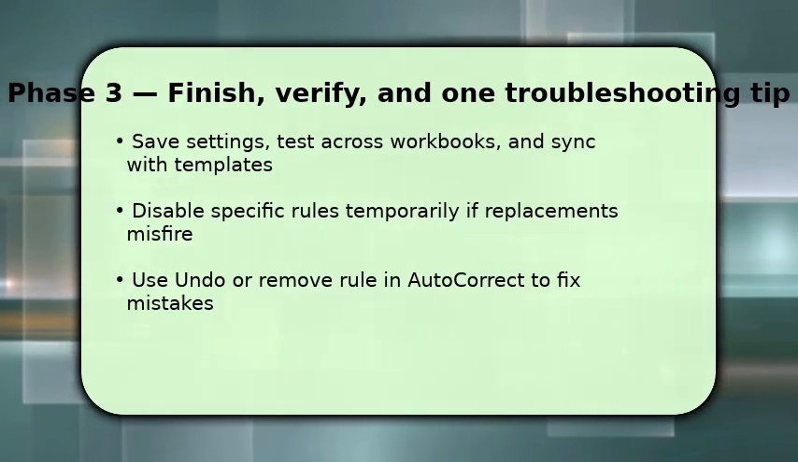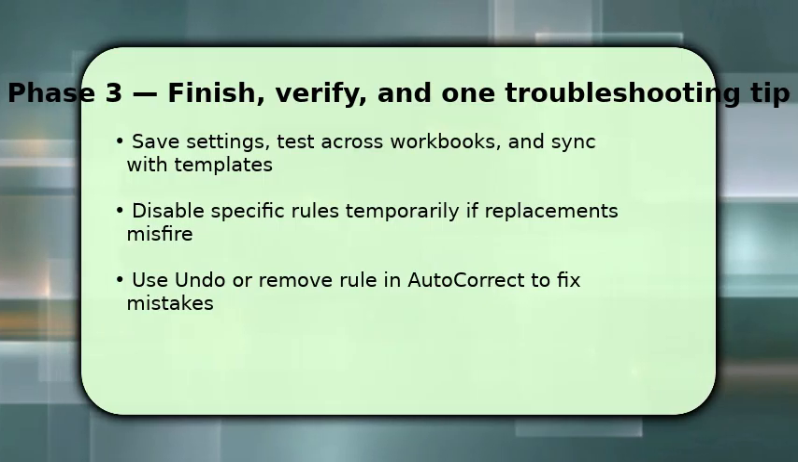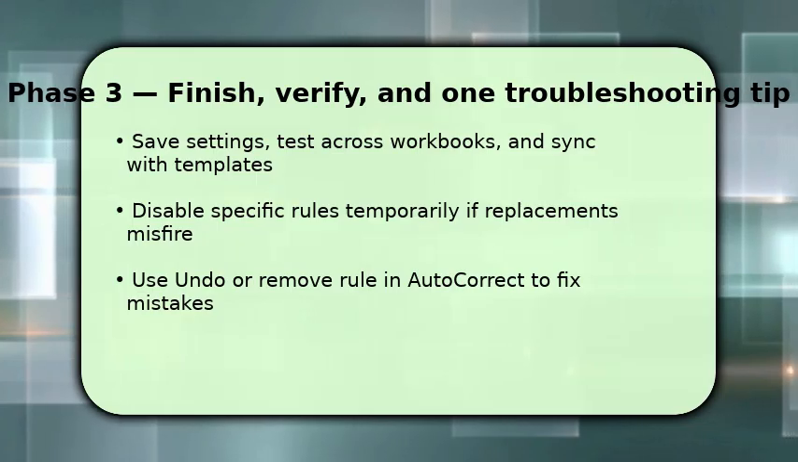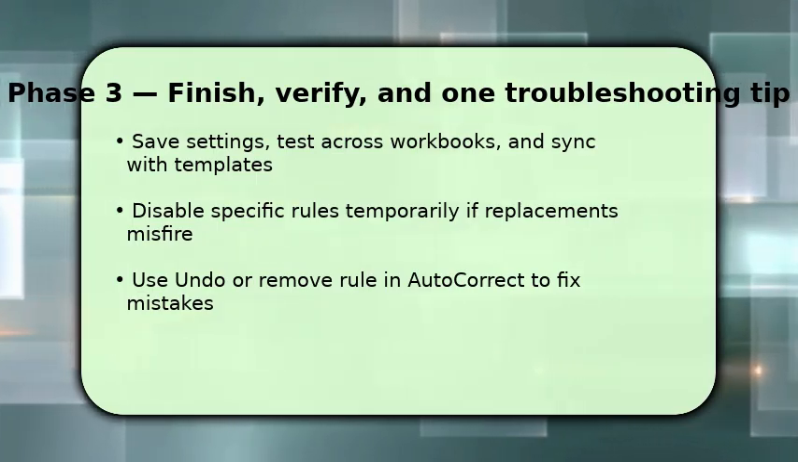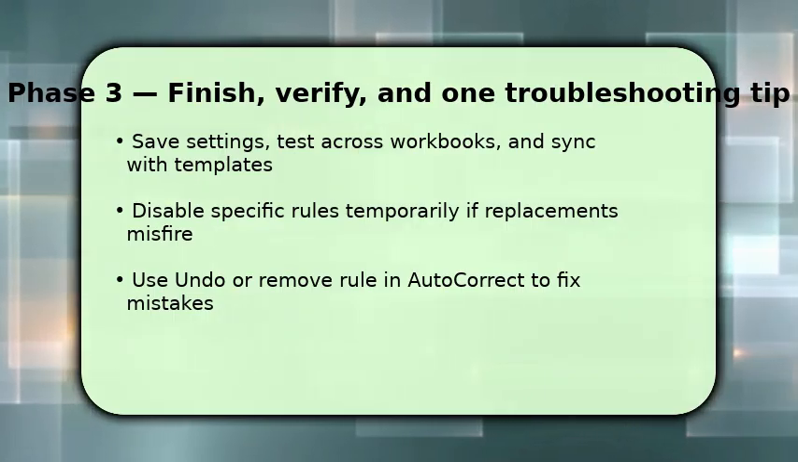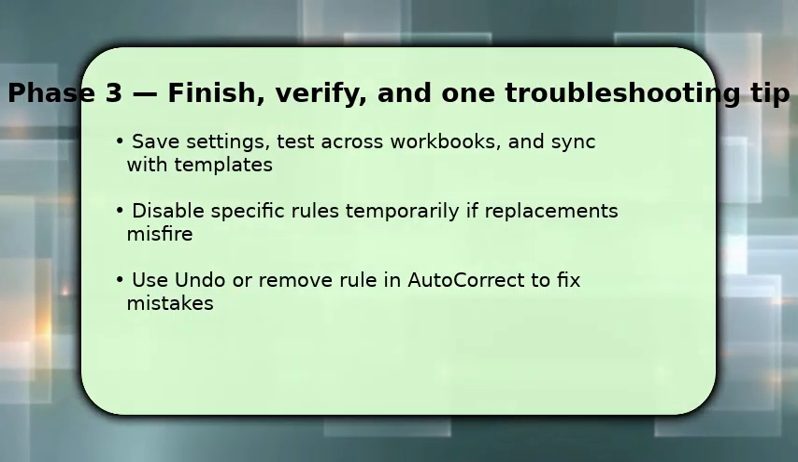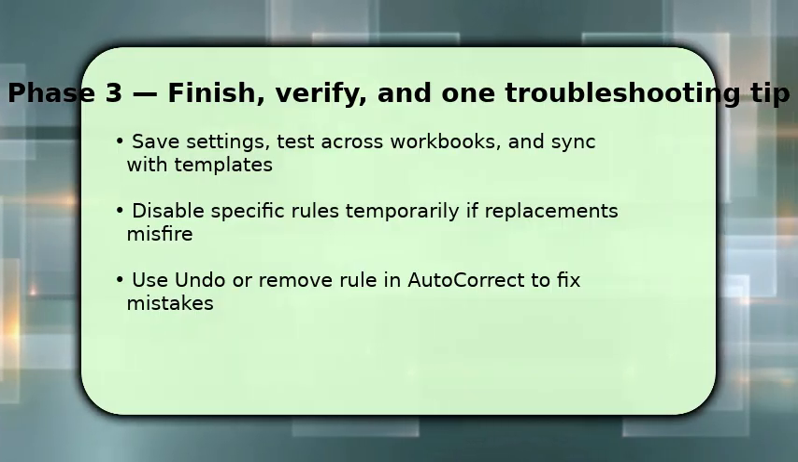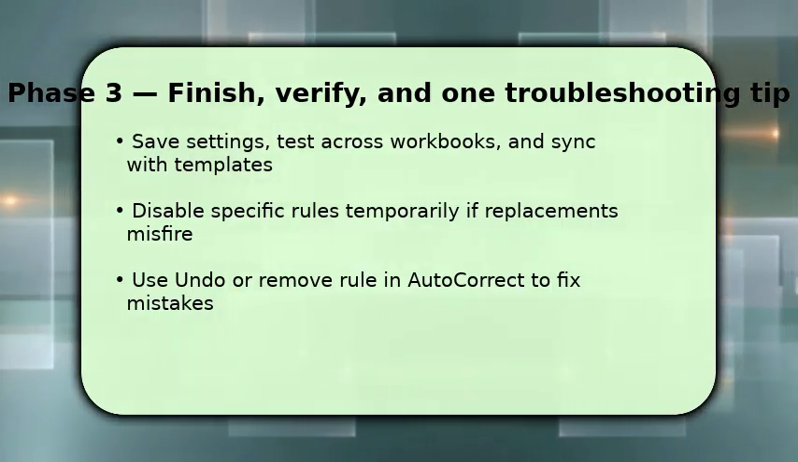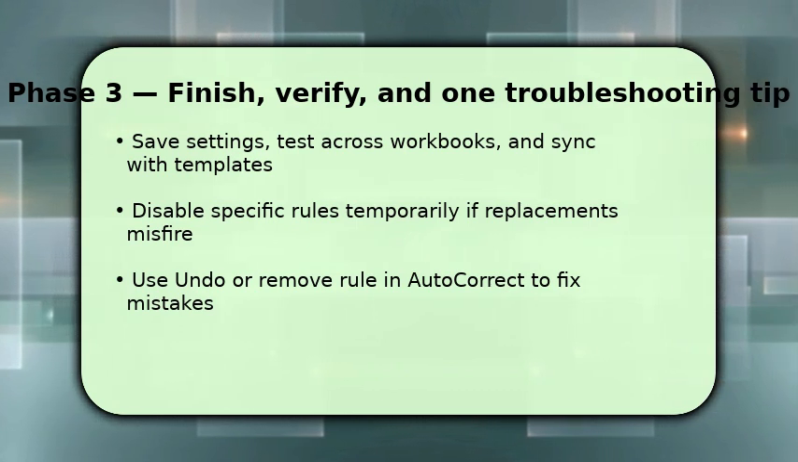If a replacement misfires, disable that specific rule temporarily. You don't need to turn autocorrect off entirely. Make sure to use undo immediately if Excel applies an unwanted change, then remove or edit the rule in Options to prevent repeat errors. If problems persist, restart Excel to clear cache. This often resolves unusual behavior. Then retest the corrected rules to confirm the fix.